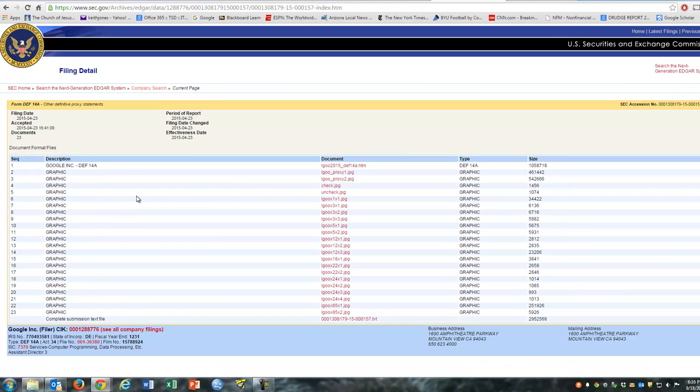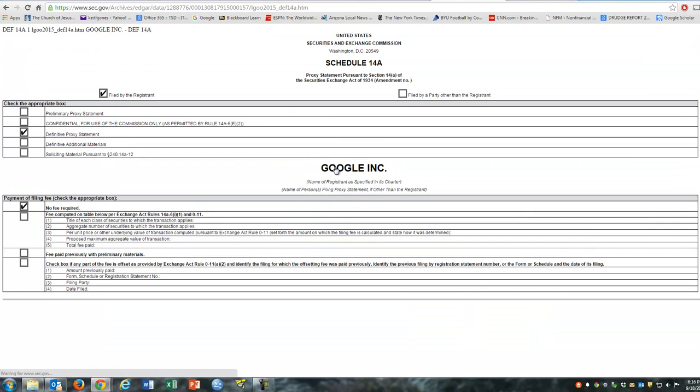So click on that and click on the document. And this is their proxy statement. See, it says proxy statement. And this tells you who's on their board of directors and how much money they're paying to their board of directors and what they're paying to their executives.